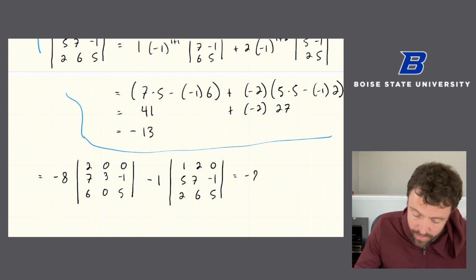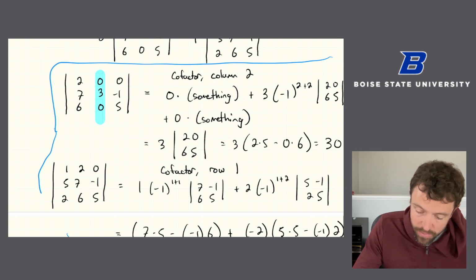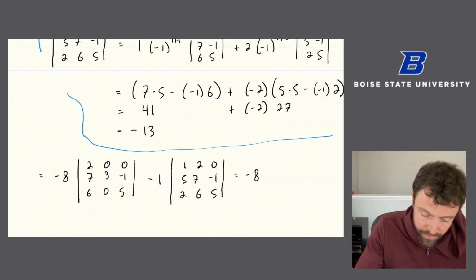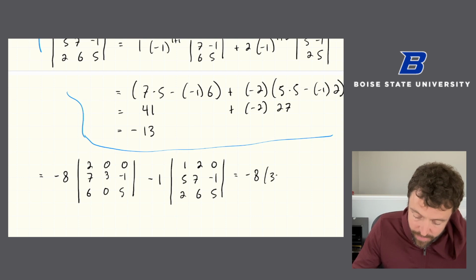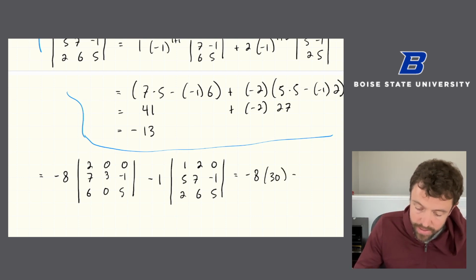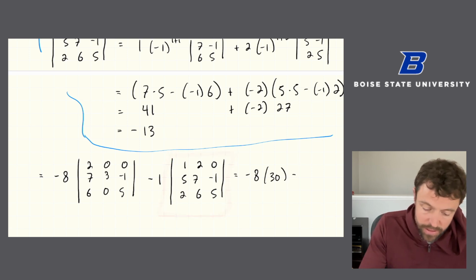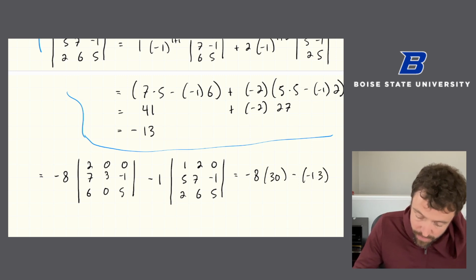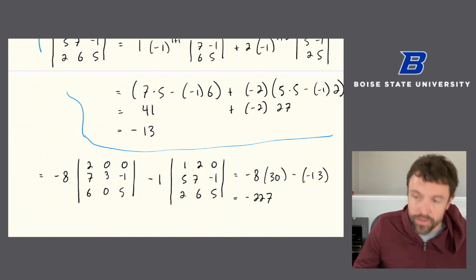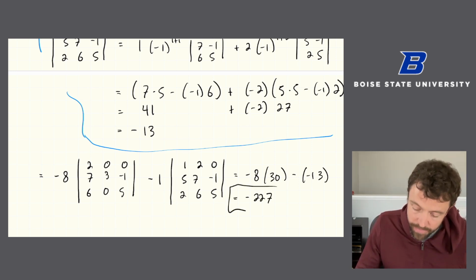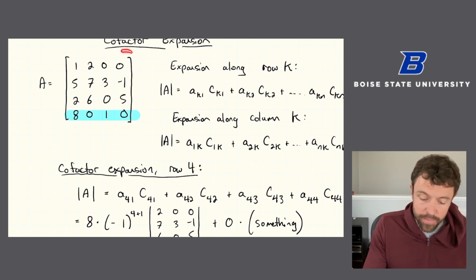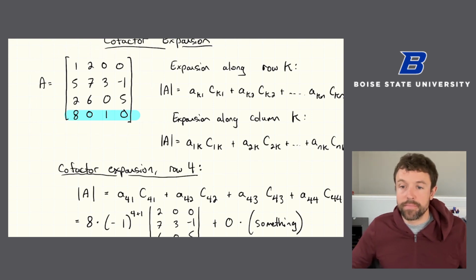And so I found that this determinant was 30. And I found that this determinant was negative 13. And I get that the determinant of this matrix is negative 227. That is the determinant of A. This matrix up here is negative 227.